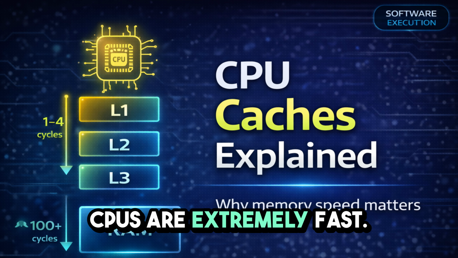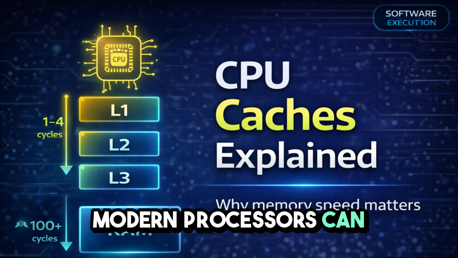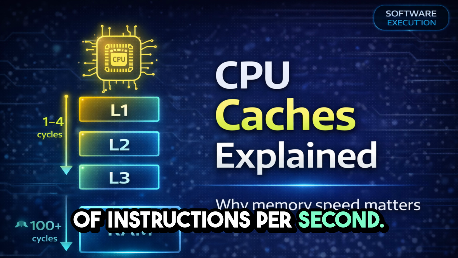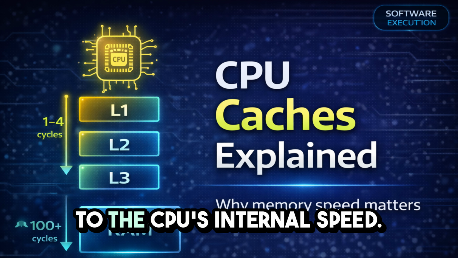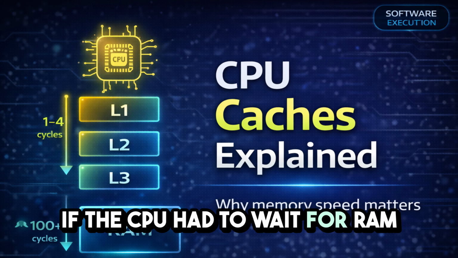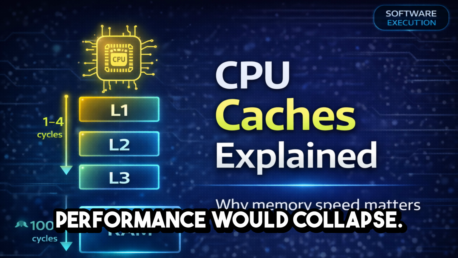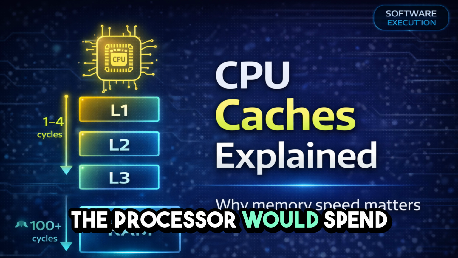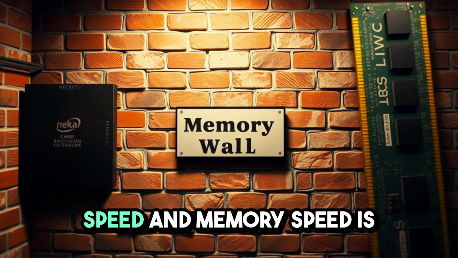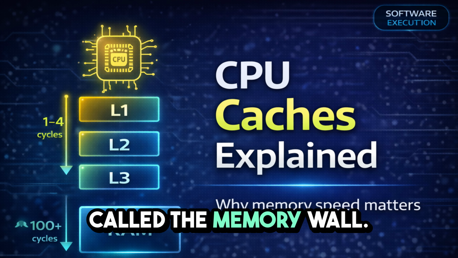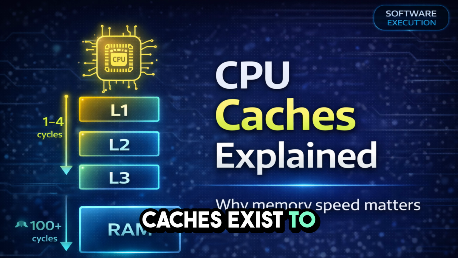CPUs are extremely fast. Modern processors can execute billions of instructions per second, but main memory, RAM, is much slower compared to the CPU's internal speed. If the CPU had to wait for RAM every time it needed data, performance would collapse. The processor would spend most of its time idle. This mismatch between CPU speed and memory speed is called the memory wall. Caches exist to reduce that gap.